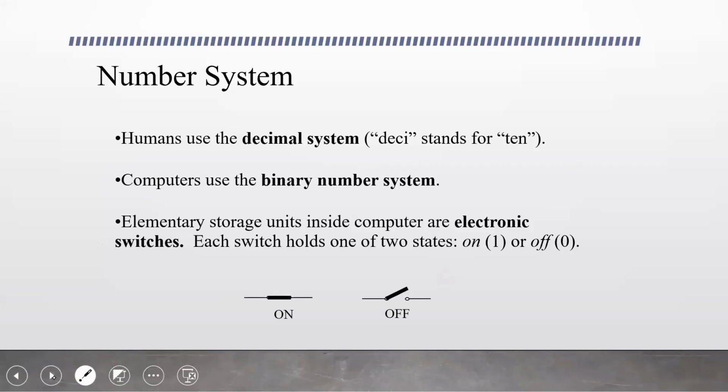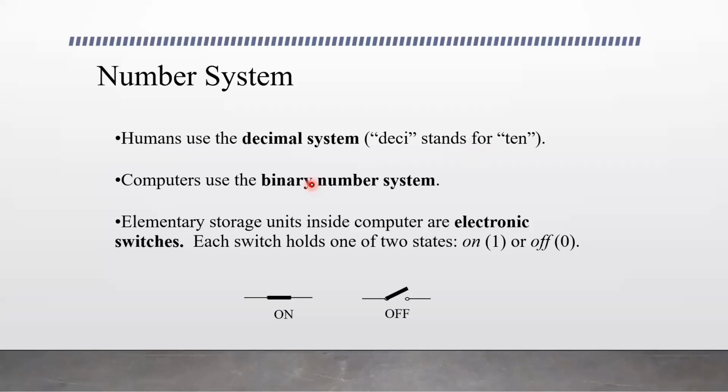So coming to this number system, we use decimal number system. Deci stands for 10, right? The numbers we have in decimal are 0 to 9, 10 digits, 10 numbers. And computers use binary number system. Bi means 2, okay? So it is 0 and 1. The binary number system has only 2 bits, that is 0 and 1.